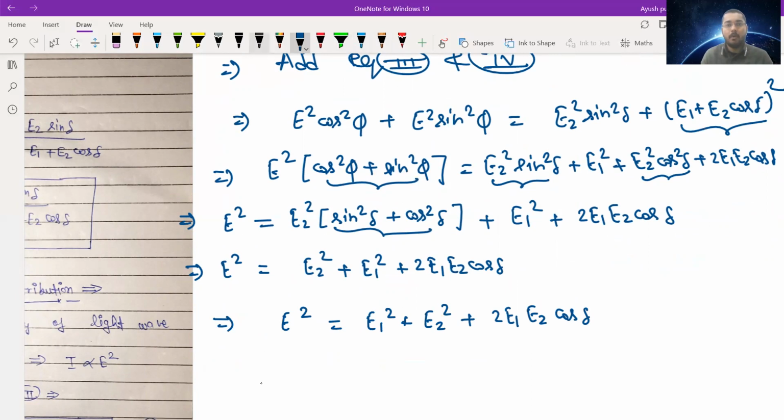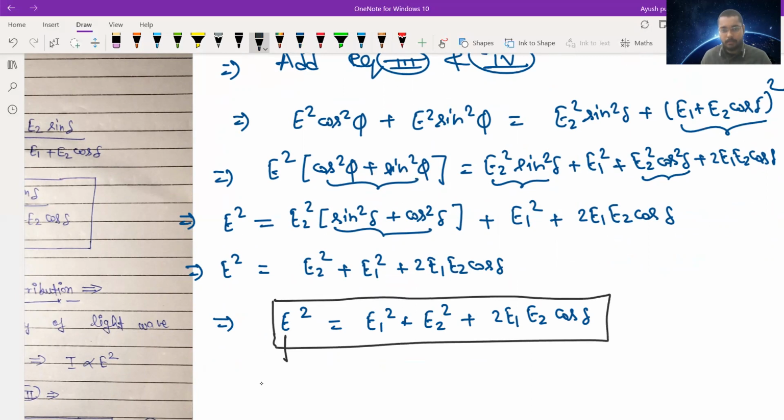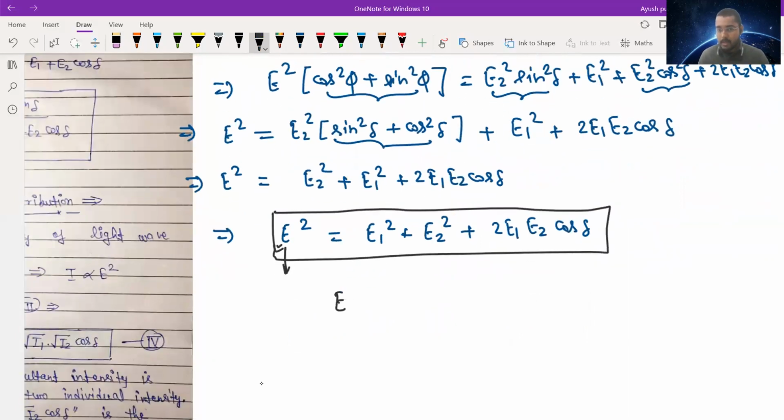So now which equation have we got? The equation of the amplitude of the resultant wave. Now we have got the amplitude of the resultant wave in terms of the amplitudes of the individual waves. E1 and E2 are the amplitudes of the original two waves, and delta is the phase difference between these two waves. But what was the equation of the resultant wave? The equation of the resultant wave was ER is equal to E sin omega t plus phi. Now we know E means the amplitude of the resultant wave, but we still don't know this phi.